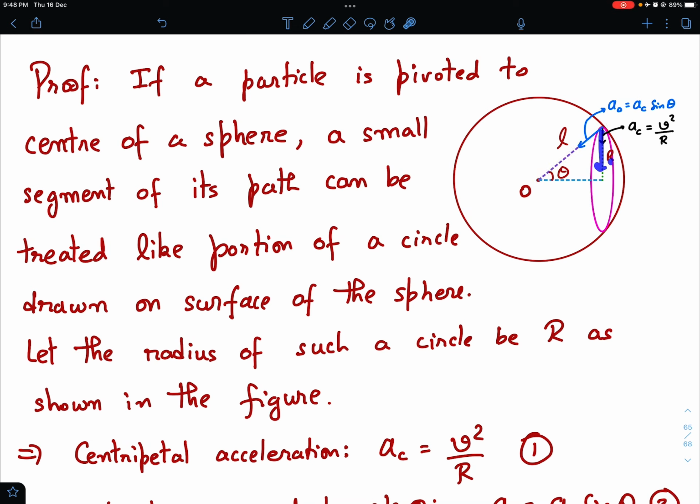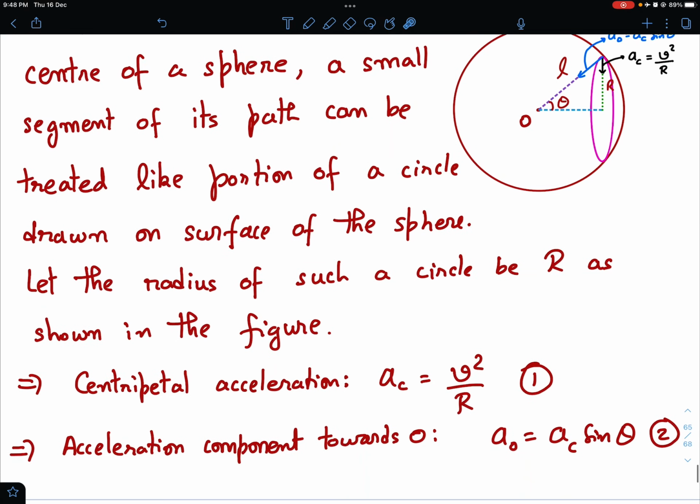Only the centripetal acceleration will have some component, and that will be equal to v square by r into sine theta, as clear from this figure. And you can also see that r is nothing but L sine theta. So things are going to get simplified. Let me show you formally.